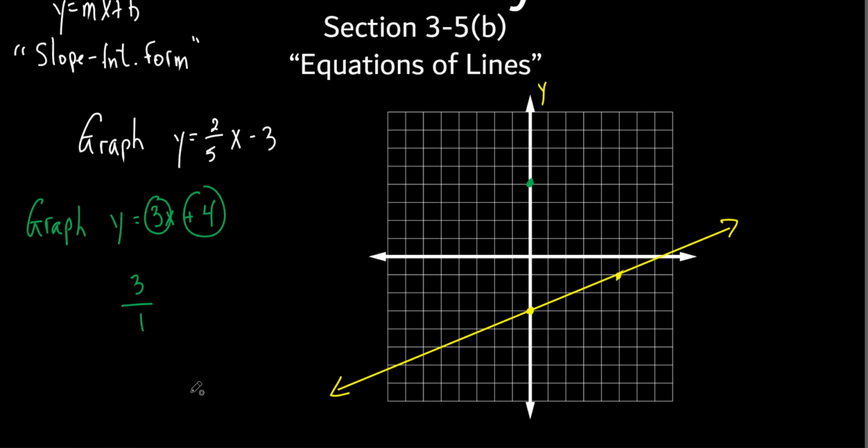3 over 1. Isn't that the same thing as 3? Yeah. All right. So that's a little bit tricky sometimes because you're used to seeing a top and a bottom, right? But they could have a whole number. It could be a negative as well. But it's 3 over 1. So what am I going to do? Go to the y-intercept and do what? Go rise 3, 1, 2, 3, and run 1. And then connect them. Okay?